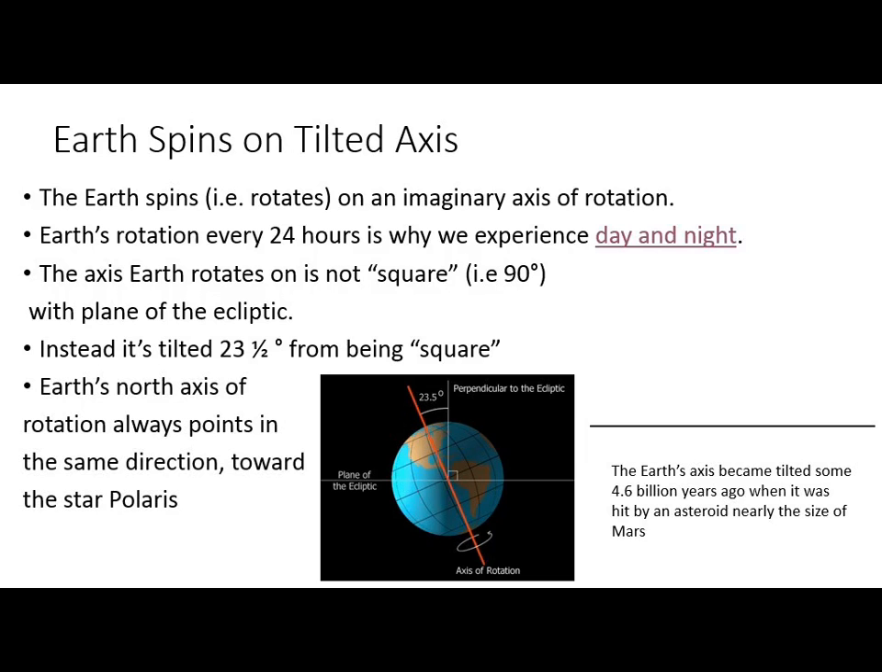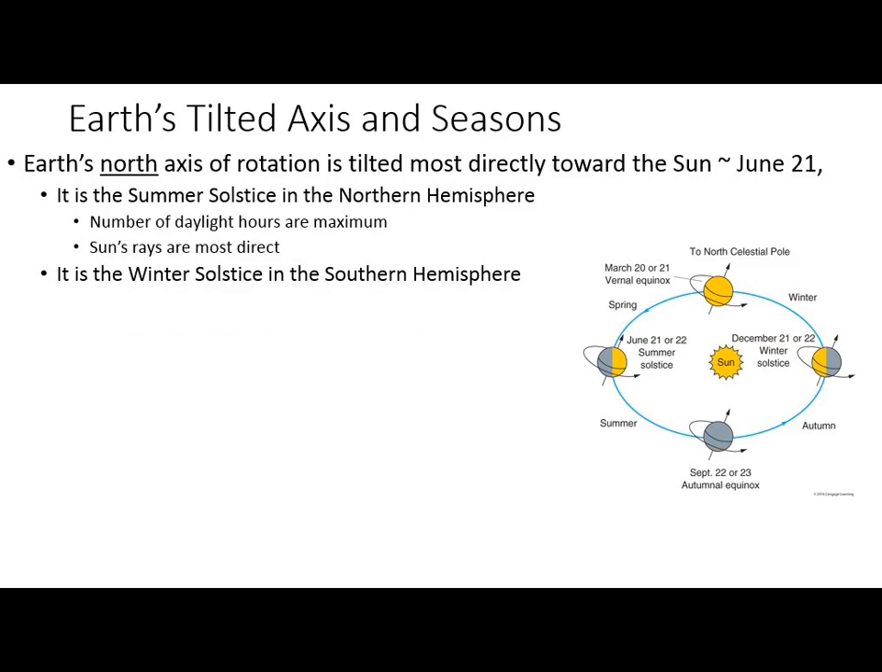Earth's north axis of rotation always points in the same direction, towards the star Polaris. It's kind of a long story, but in my astronomy class, we get into the fact that our north axis of rotation is not always pointing to Polaris. It's what we call precession, and it wiggles a little bit. So, Earth's tilted axis of rotation and the seasons.